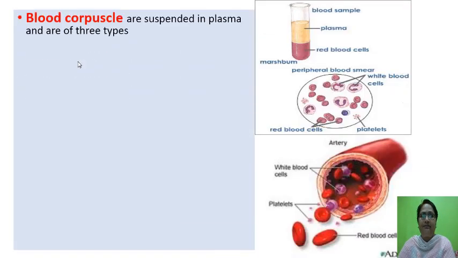Next is blood corpuscles. You can see in the diagram that a blood sample is taken, and the blood plasma and red blood cells are there. These are the different types of blood cells which we observe under the electron microscope. This is the vein, or blood vessel. These are the RBCs, and the purple colored cells are the WBCs, white blood cells. Keep this in mind as a rough idea.